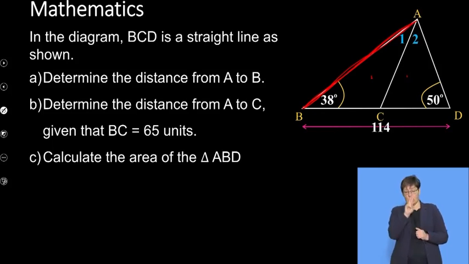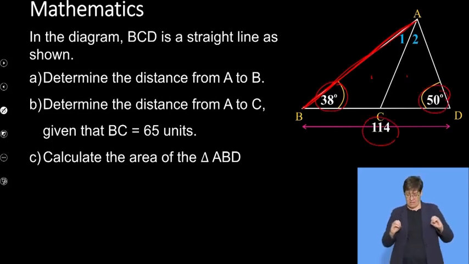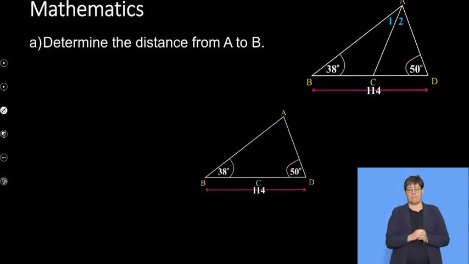Okay, if you look at it carefully, in the big triangle we've got more information, because if we disregard line AC, in the big triangle we have an angle, and we have another angle, and we have this side. So let's see if we can use the big triangle to find the distance from A to B. Okay, so here's our triangle drawn without line AC just to make it a little less complicated. Remember again, we want to find AB, the distance from A to B.